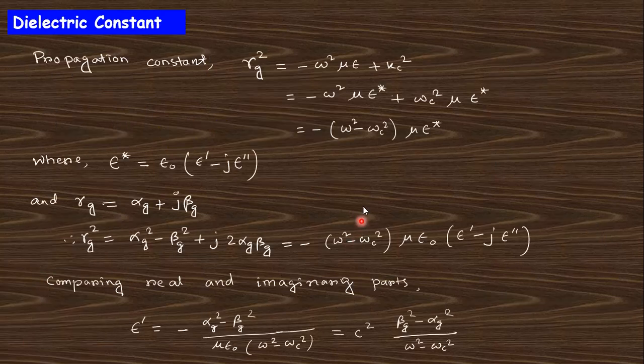So let's start with the dielectric constant. From the previous lecture, we already discussed the propagation constant gamma g for the waveguide. The propagation constant of the waveguide is related to the frequency, permittivity and permeability, and this is the cutoff wave number. Kc is the cutoff wave number, which is related to the cutoff frequency, like that. Omega c was the angular cutoff frequency, which depends on the dimension of the waveguide.